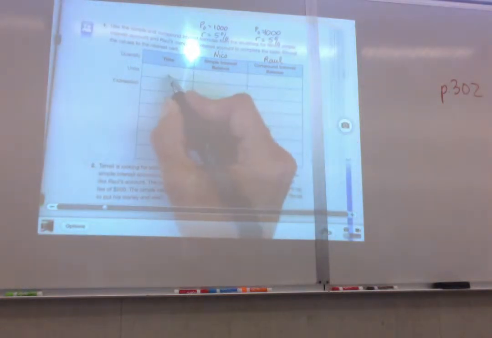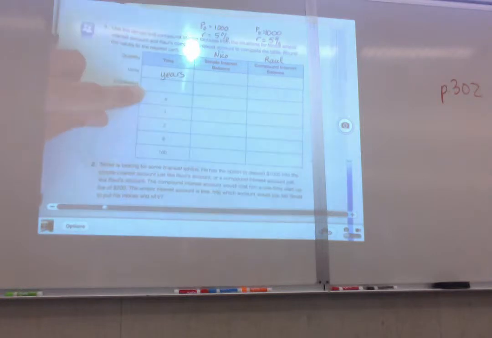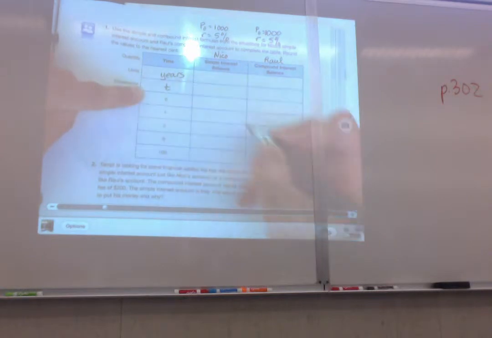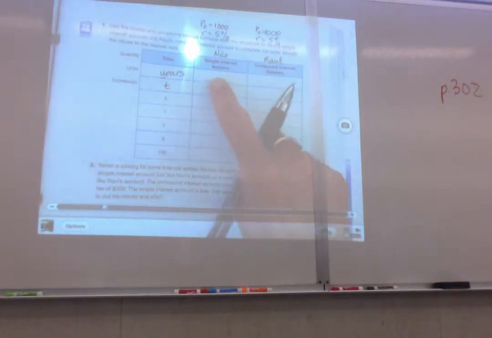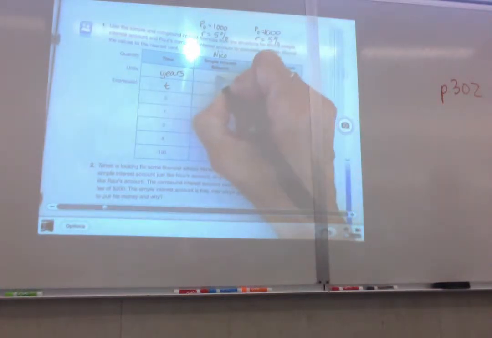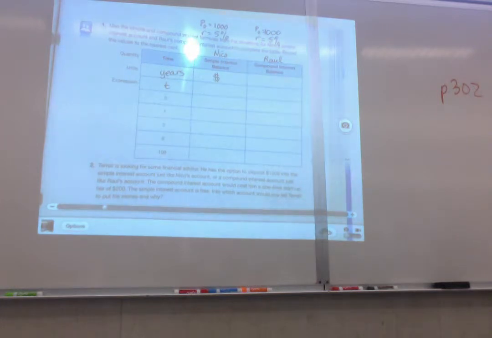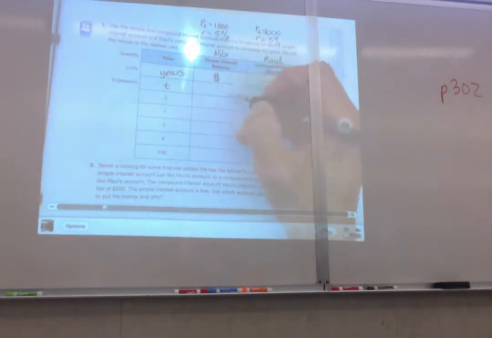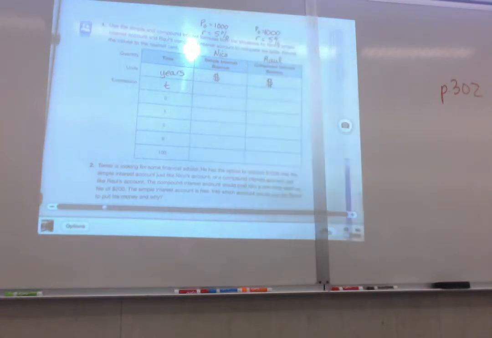Now, time, what are we measuring time in? Years. And what's the symbol we use for time in these equations? T. Okay. Simple interest units. What is interest measured in? Dollars. It is a certain percent, but after you get the percent, the interest earned is in dollars, and that's true for both Nico and Raul.